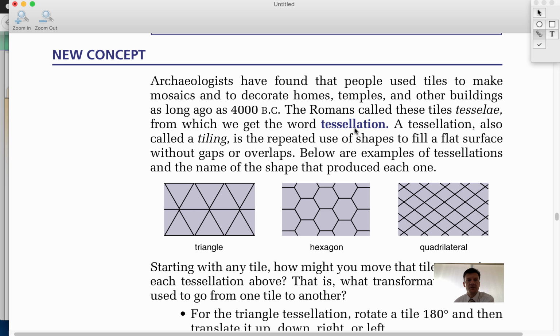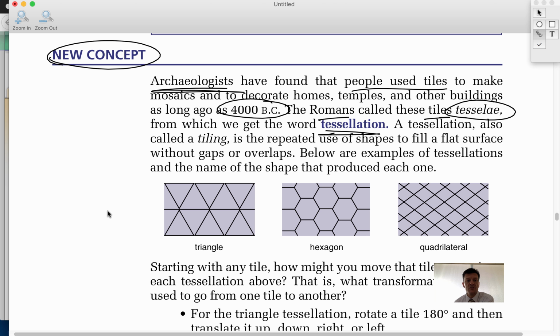All right, today's new concept, as mentioned, is something called tessellations. Basically a tessellation is taking a shape and having it repeat over and over and over, fitting them together so there are no gaps and no openings in the pattern. It's kind of like filling a floor with tiles. That's the idea. He talks a little bit about how archaeologists found people using tiles way back even as early as 400 BC, before Christ. And so we get the word tessellation from the Roman word for tiles.